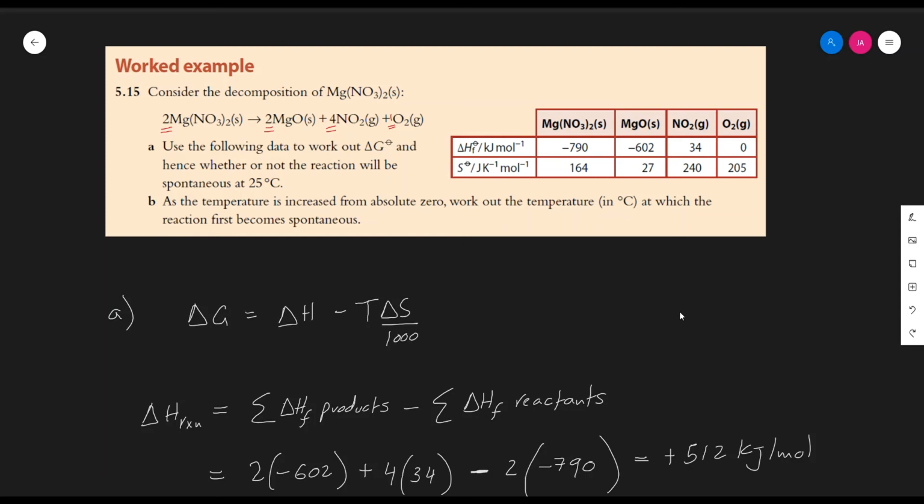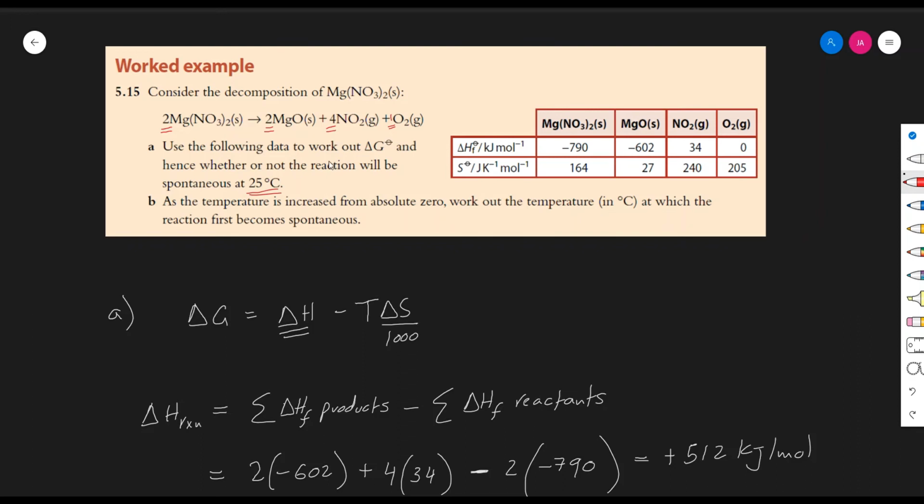Therefore, to calculate the Gibbs free energy change of the reaction, we would need to use this equation over here, which is delta G equals delta H minus T delta S divided by 1000. In order to calculate delta G, we need to initially calculate the enthalpy change of the reaction as well as the entropy change of the reaction using the values given, and we are given the temperature in degrees Celsius over here at which the reaction is carried out.